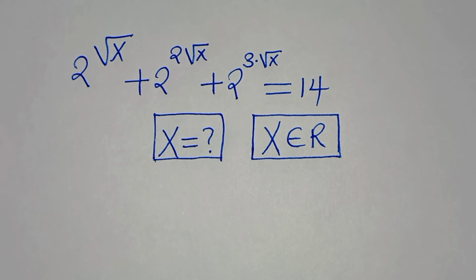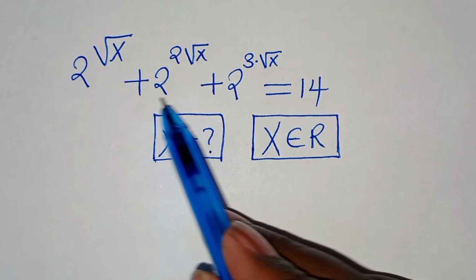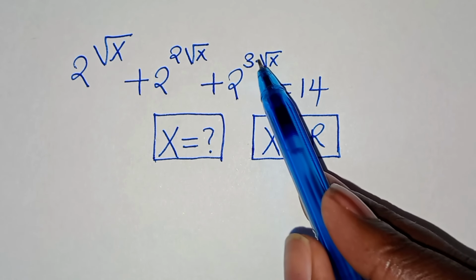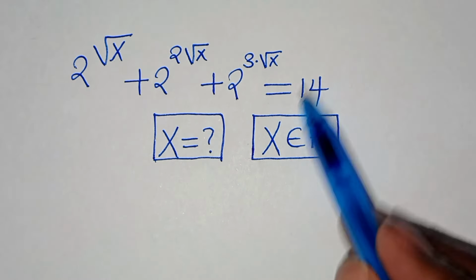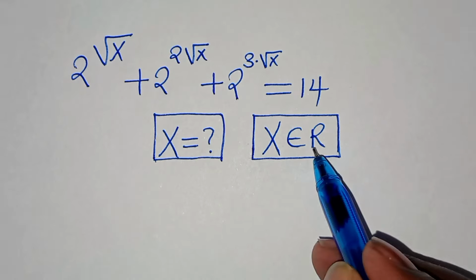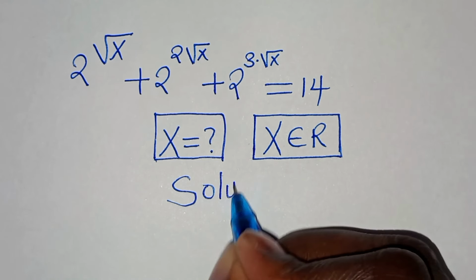You're welcome to solve this nice algebra problem, which is 2 to the power of square root of x plus 2 to the power of 2 times square root of x plus 2 to the power of 3 multiplying by square root of x. This is equal to 14. So what is the value of x given that x is a member of real numbers? Now let's provide a solution from here.